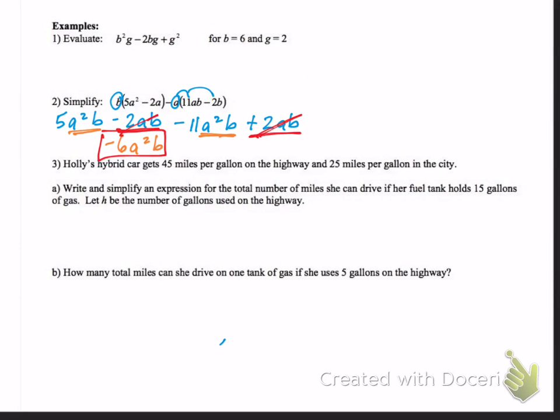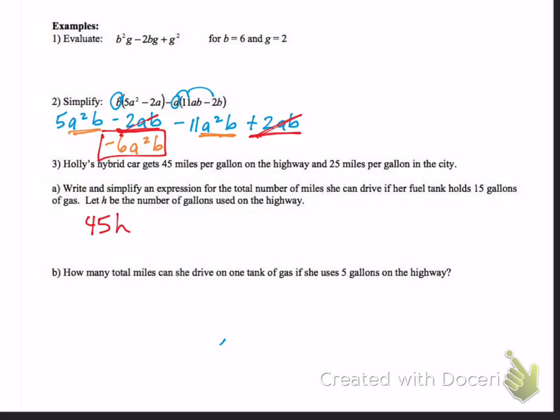Then we're going to say, how many miles per gallon do you get on the highway? 45. So 45 times H. But if you look at part B, what if I only drive 5 gallons on the highway? How many gallons do I have left over? I have 10 because I have 15 gallons total, right? So if I've used 5 on the highway, 5 times 45 gets me some number. I don't know what that is.